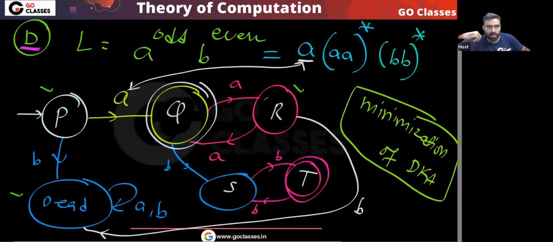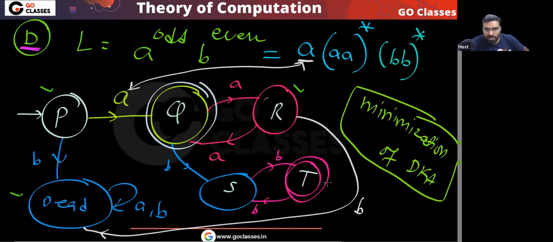Okay, so let's compare them. State Q comma T, are they equivalent? Please tell me. Focus here and tell me. See, they are not equivalent. Why are they not equivalent? Can anyone tell me? By whom are they distinguishable?